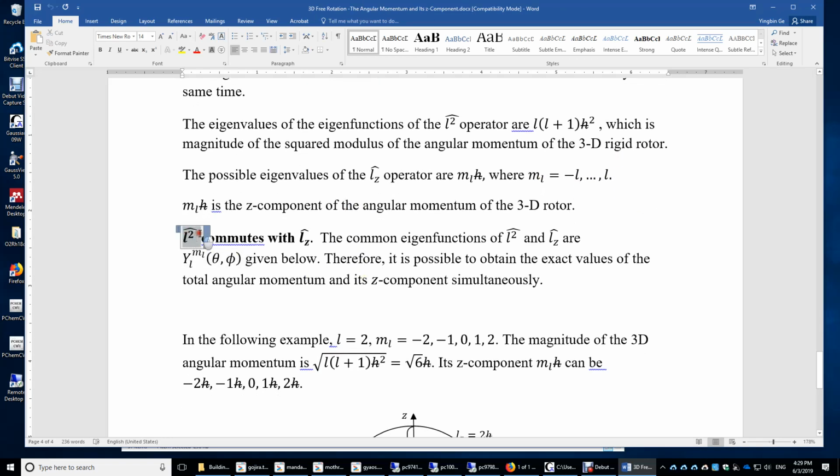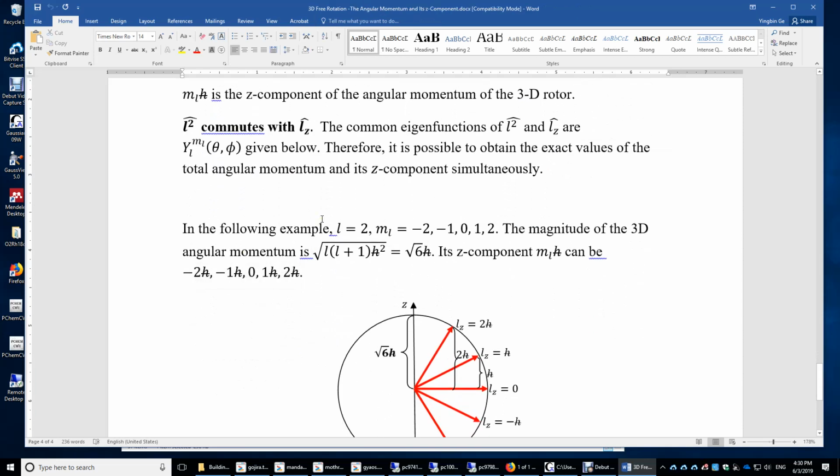Okay, we learned that Lx, Ly, Lz do not commute with each other, but L squared does commute with Lz. So fortunately we can determine this L squared and Lz at the same time. So basically it tells us we can determine the magnitude of the three-dimensional angular momentum and its z component simultaneously. All right, and again, still it's impossible to determine L squared and Lx or L squared and Ly.